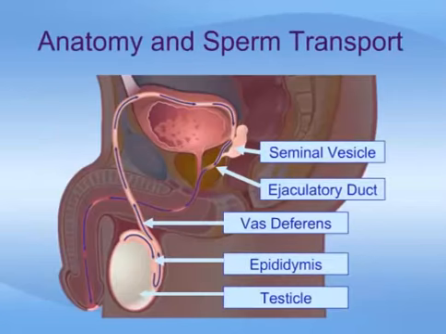Before describing the reversal procedure, let us first briefly review the male anatomy and sperm transport. Sperm is made in the testicles, or testes, which sit in the sac of skin called the scrotum. This figure shows the path of sperm as it leaves the testicles, travels through a coiled tube called the epididymis, then enters the vas deferens, also simply called the vas. The vas leaves the scrotum and travels through the groin, then down into the pelvis beside the bladder to enter the prostate, where it joins the ejaculatory ducts.